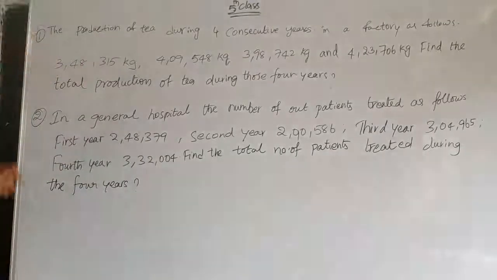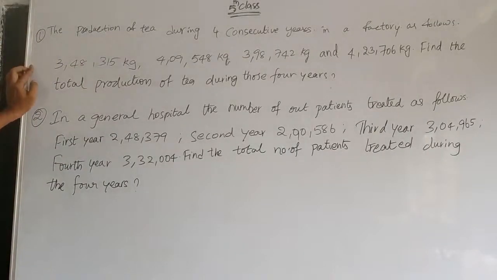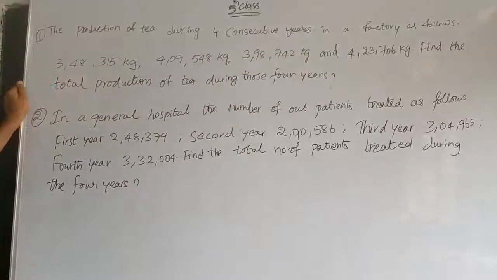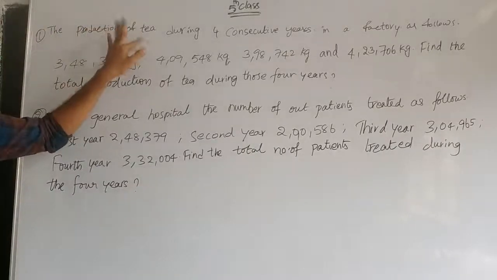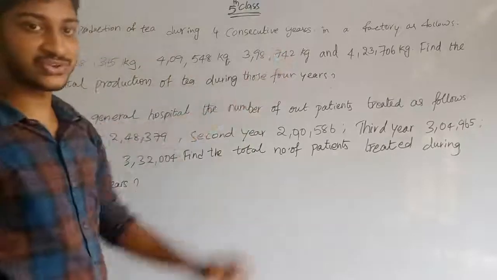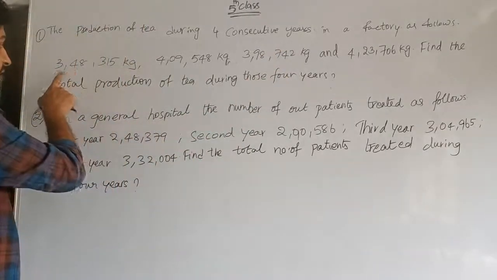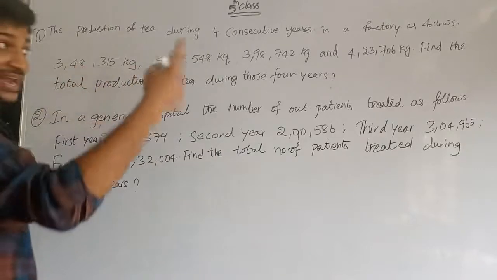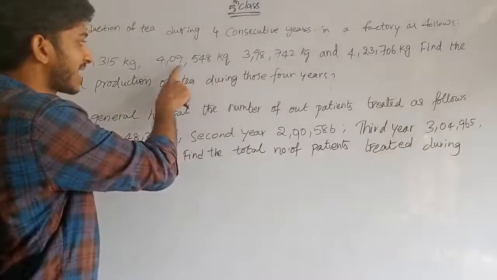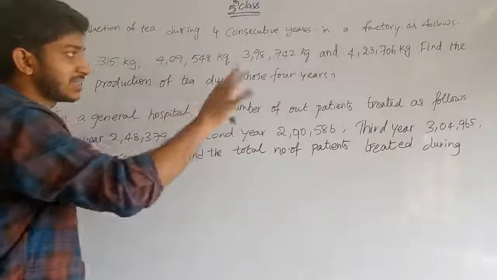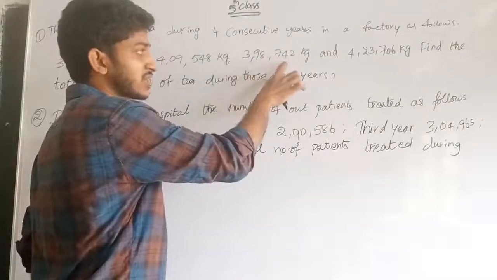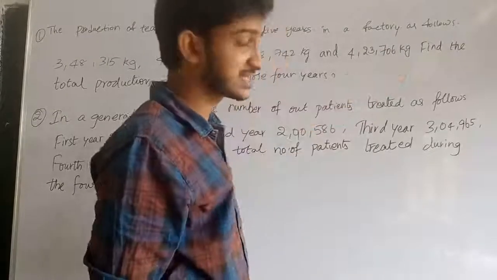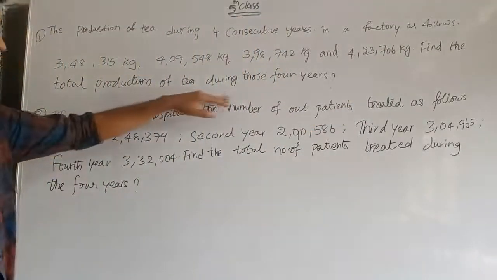Okay children, see here. These 2 problems are homework for you. First problem: the production of tea during 4 consecutive years in a factory is as follows. In the first year, the quantity of tea produced is 3,48,315 kgs, in the second year it is 4,09,548 kgs, in the third year it is 3,98,742 kgs, and in the fourth year it is 4,23,706 kgs. So find the total production of tea during those 4 years.